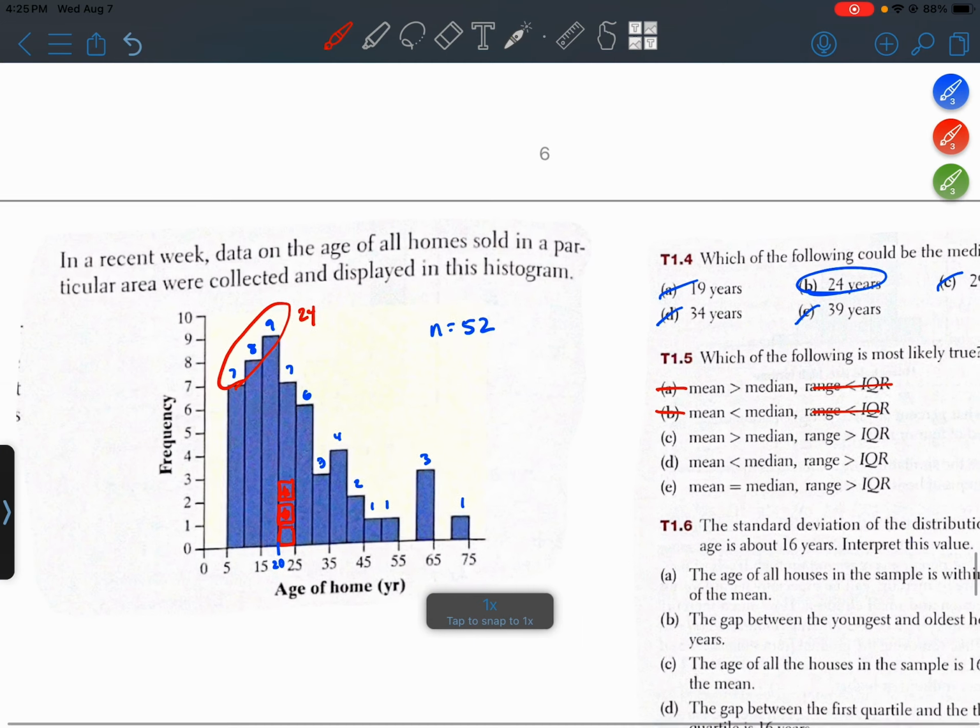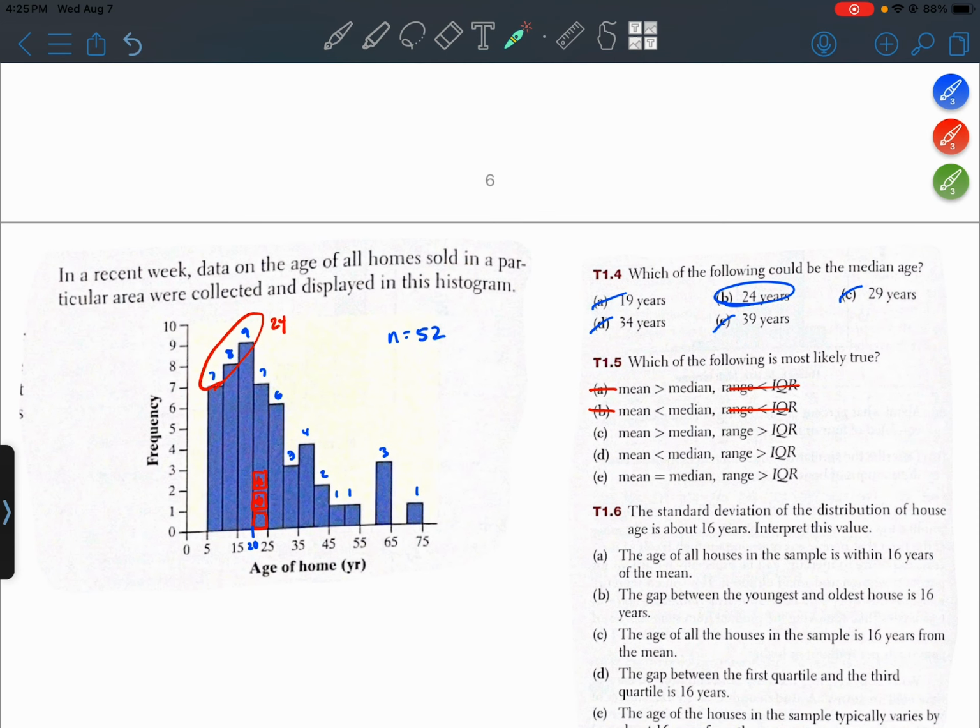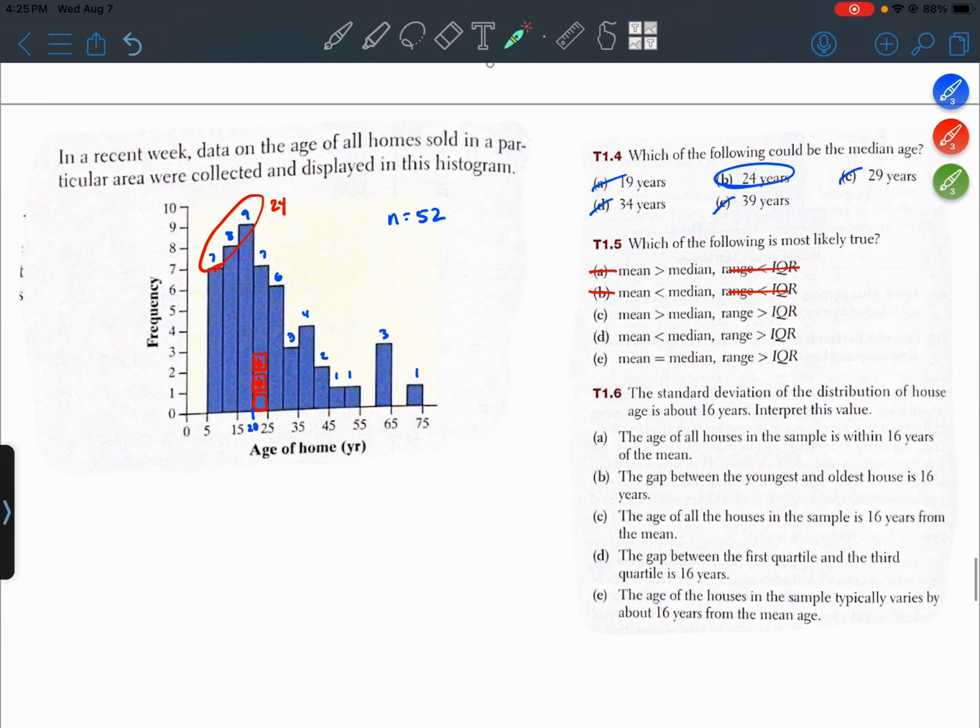Now for the mean versus the median. One of the things I noticed right away is that the distribution is skewed to the right. Which means that these extremely high values on the right side are going to inflate the mean, but do very little in changing the median. So because it's skewed right, I can safely conclude that the mean will be larger than the median. So I'm going to go with choice C for that one.